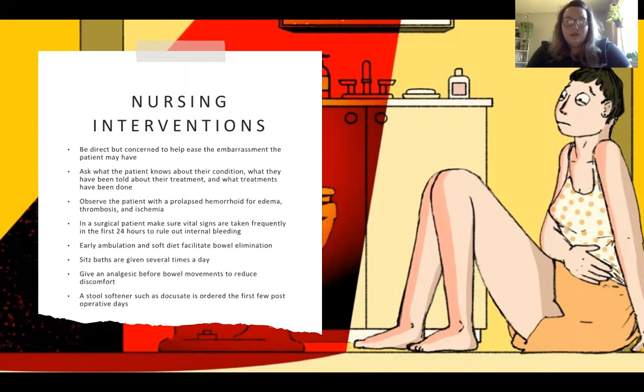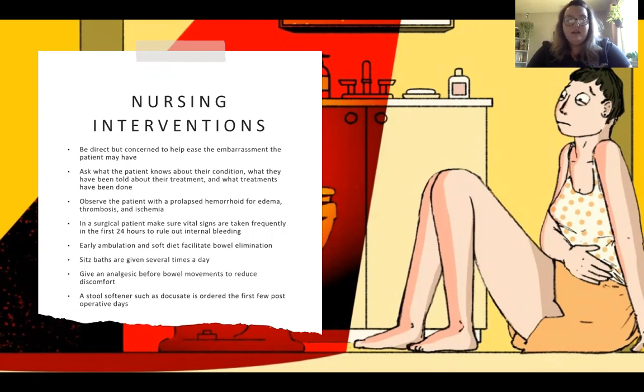So you want to be direct with your patient whenever you're talking to them about this condition. You want to be concerned, but they need to take it seriously. So you want to ease their embarrassment, because this is something that some people might get embarrassed about. You just want them to know that it is serious, but in a way that you're not going to really embarrass them, and just get your point across about the condition that they have.